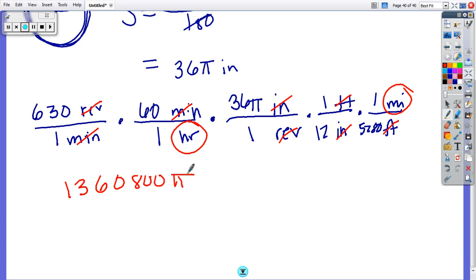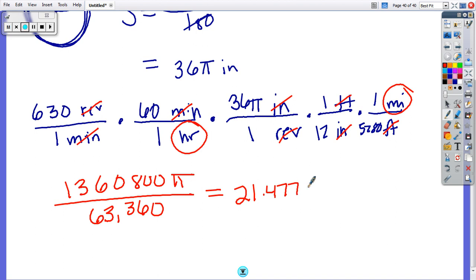1,360,800 pi divided by 63,360. And that's about 21.477 pi, which is approximately 67.47 miles per hour. And that's how you would solve a problem that way.